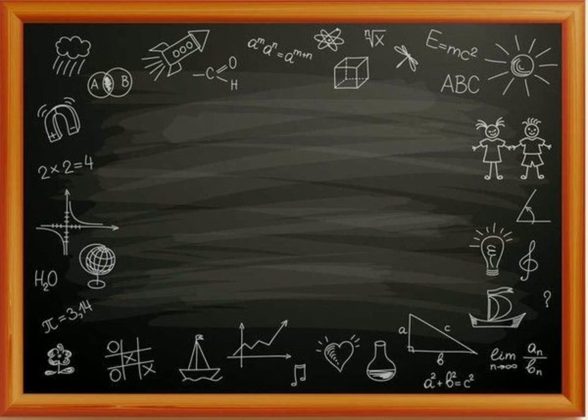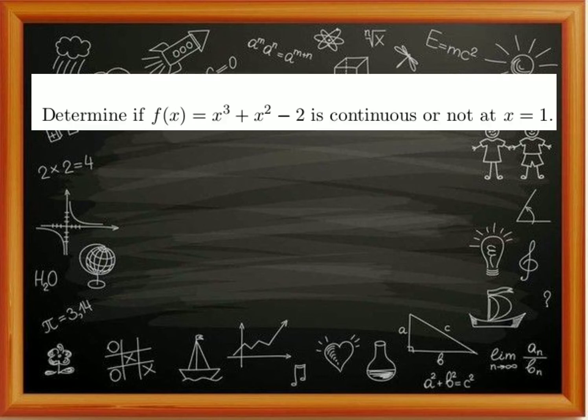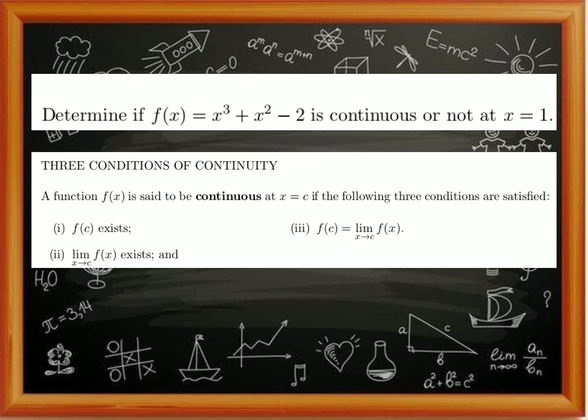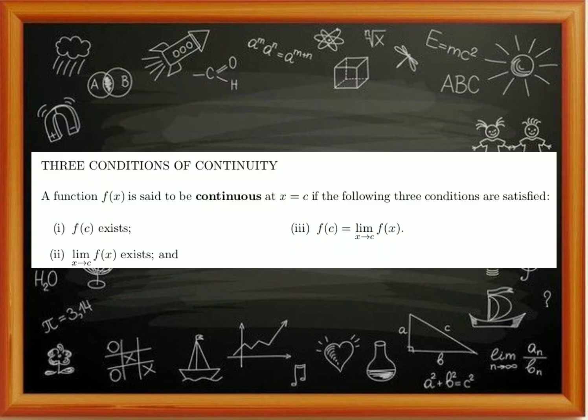Moving on to example number 4: determine if f of x equals x cubed plus x squared minus 2 is continuous or not at x equals 1. In this example, we were not given a graph of a function, but the function itself. How do we determine if the function is continuous at a given number? In this case, we have to check the three conditions. There are three conditions of continuity.